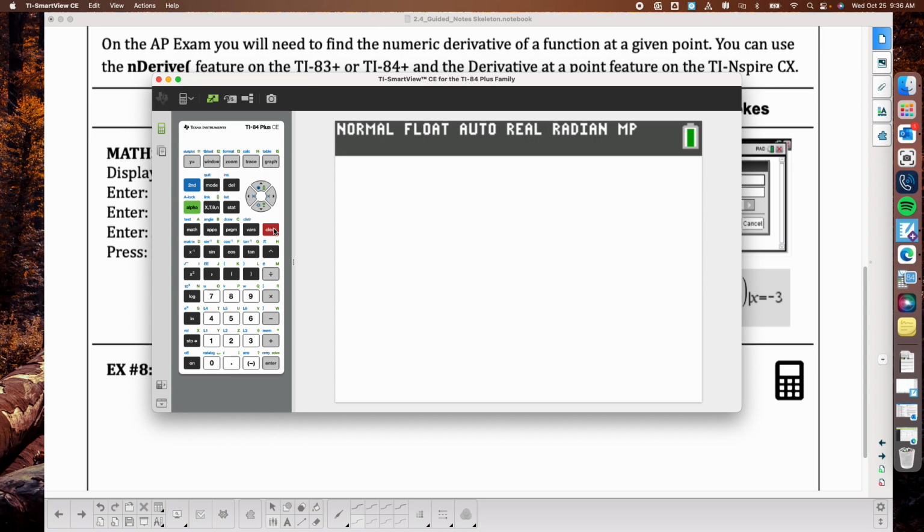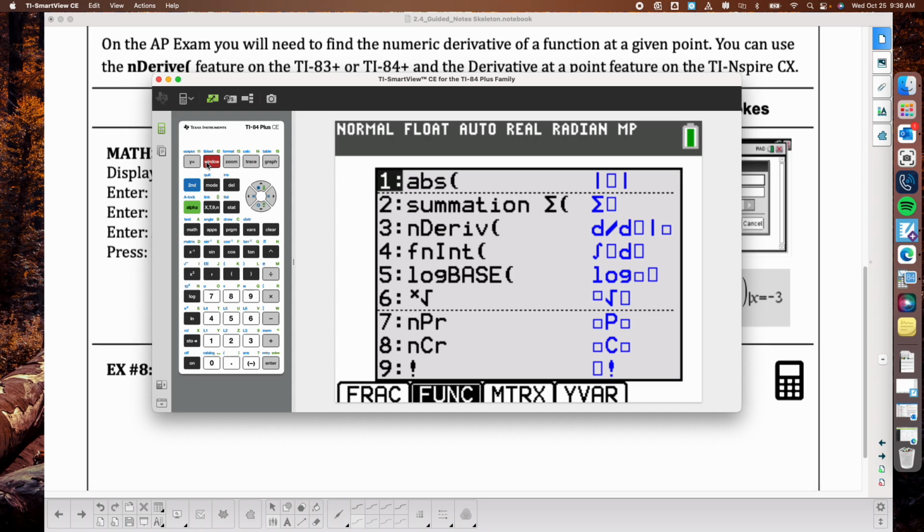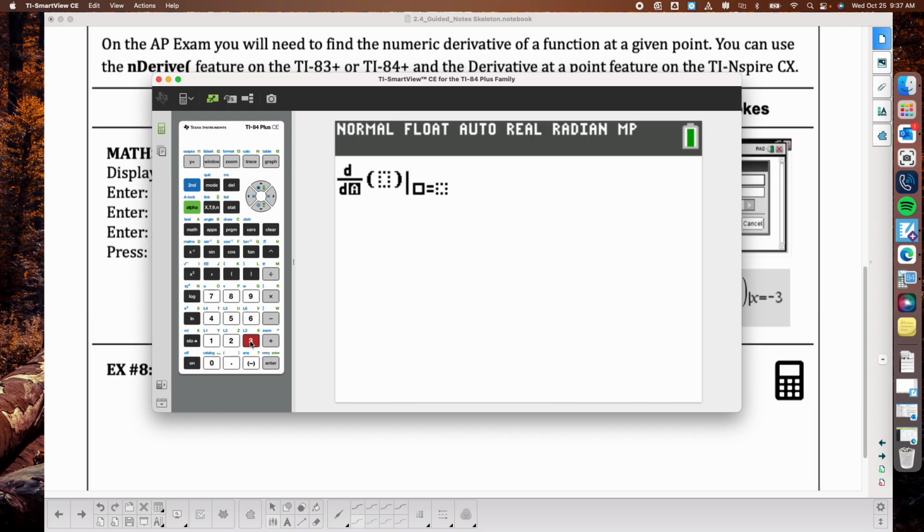The hidden menu is the easiest location to find it. So you're gonna hit alpha, and then F2 is the calc stuff. And then n derive, number 3, is to find the derivative. Now, this cannot find you a derivative equation. It can only find you a number derivative. So that's why it's called numeric derivative. So d dx, and then this is where we would type the equation in.